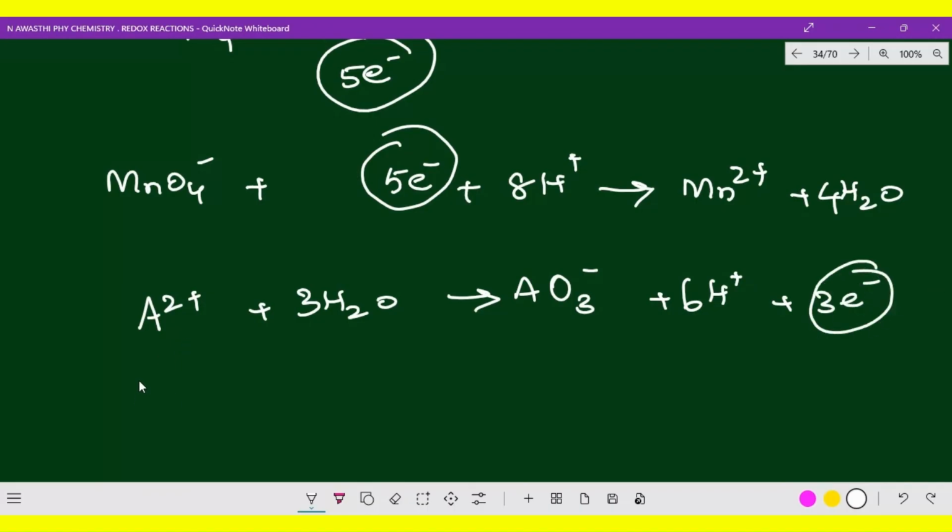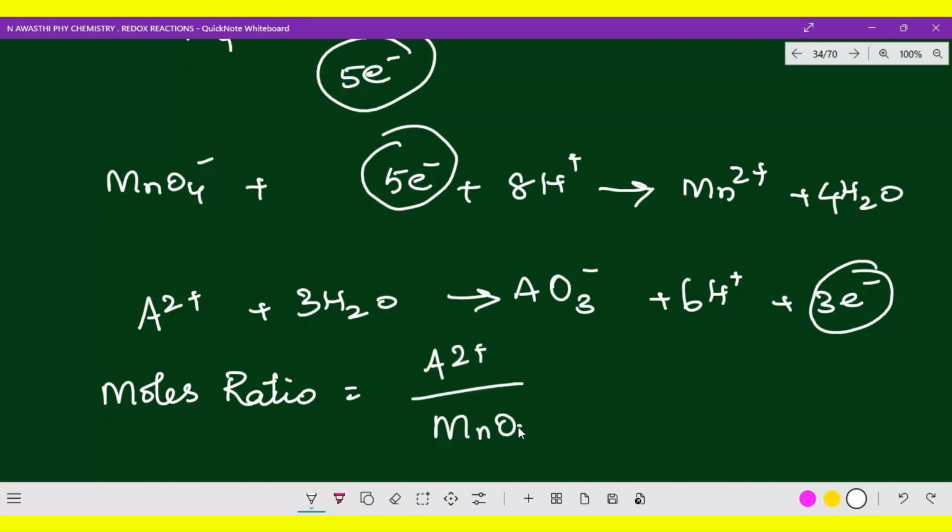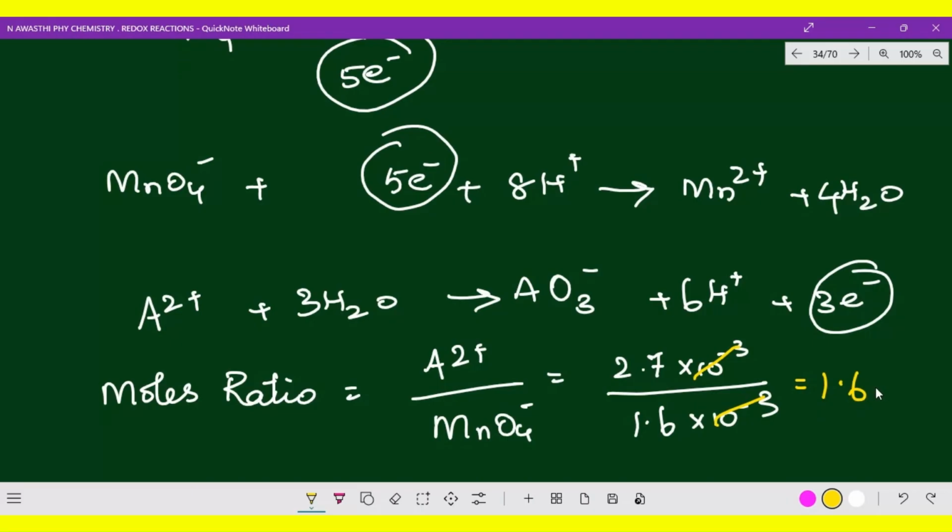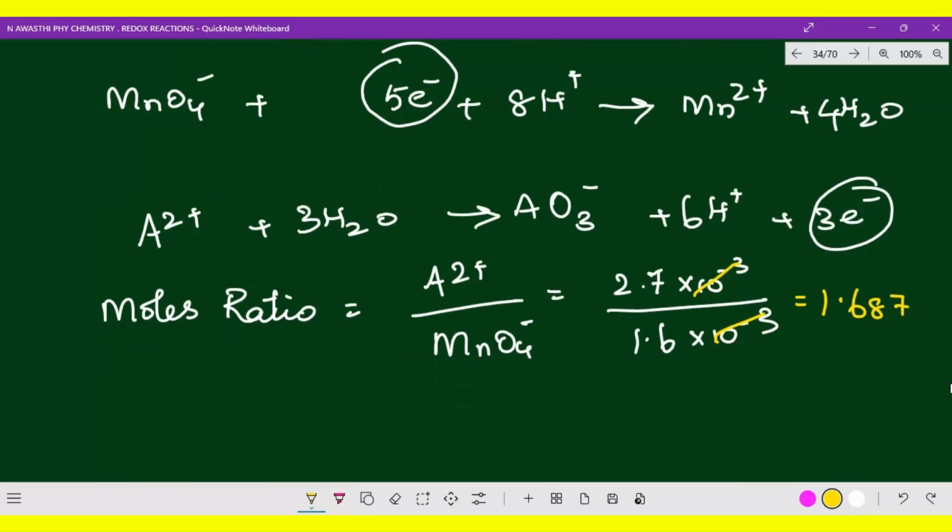Okay, so mole ratio. Mole ratio is equal to A2+ divided by MnO4-. So here it is 2.7 into 10 to the power of minus 3 divided by 1.6 into 10 to the power of minus 3. This and this will be cancelled. When you calculate 2.7 divided by 1.6, approximately what you will get is 1.687. 1.6875, up to 3 decimal places is enough.